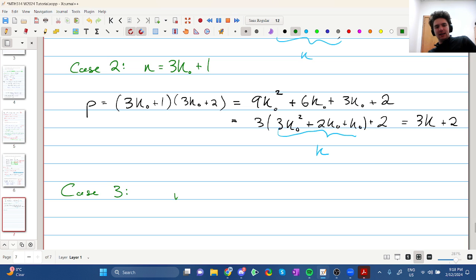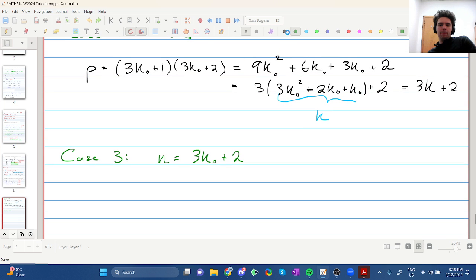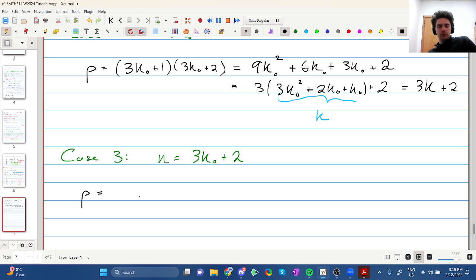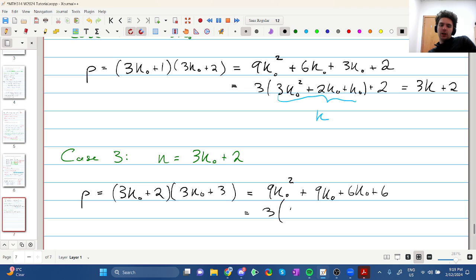Case 3. N equals 3k plus 2. And from here, we can just say that P is equal to, again, n plus 1. So it's 3k naught plus 2 times 3k naught plus 3, and we follow this out. 9k naught squared plus 9k naught plus 6k naught plus 6, and from this you can factor out a 3, so you get 3k naught squared plus 3k naught plus 2k naught plus 2. And again, all of this is equal to your k. Therefore, we have that this is just 3k.